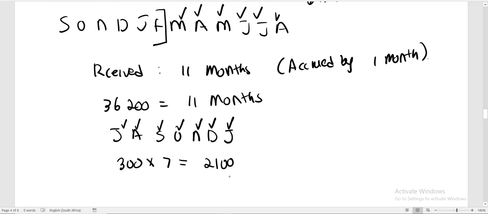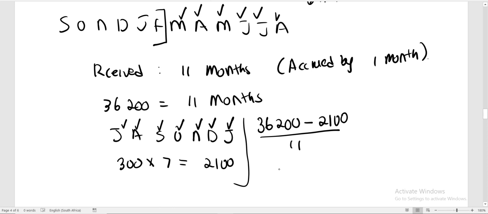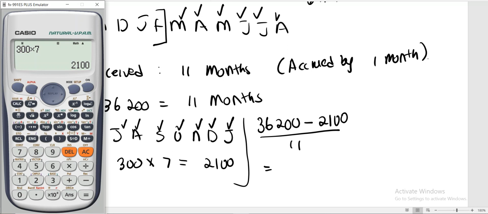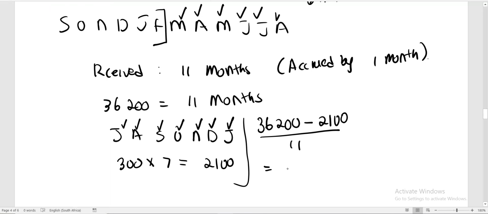2,100. But I want to know how much were they paying before the increase. So what I can do, I can just take that 36,200, I subtract that 2,100, and then I divide by 11 months. Then it will tell me what was the rent before the increase. Okay, so if I say 36,200 minus 2,100, it is giving me 34,100. Then if I say divide by 11 months, it is giving me 3,100. So which means that before the rent was increased, we were paying 3,100.